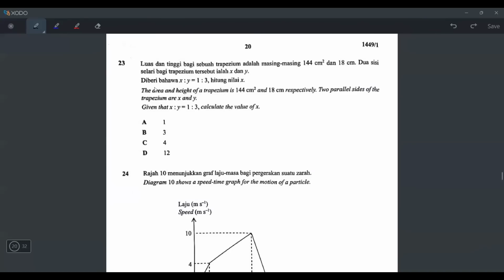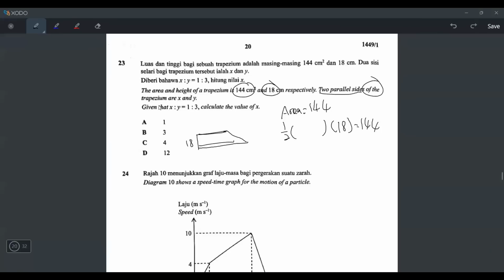Question 23. The area and height of a trapezium are 144 and 18. Let's draw a trapezium. They say the height of the trapezium is 18, and by height they mean the straight vertical one, which is this one. The area is 144. What's the formula for the area of a trapezium? 1/2 times the sum of the 2 parallel sides times the height equals 144. They say the 2 parallel sides of the trapezium are x and y, so here it will be x plus y, because the formula is 1/2 times the sum of the 2 parallel sides.